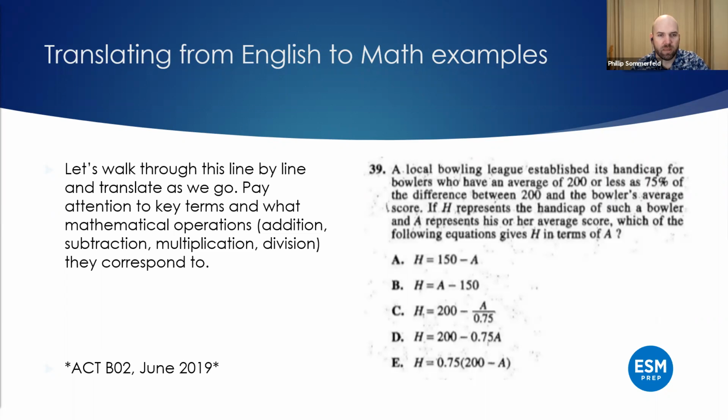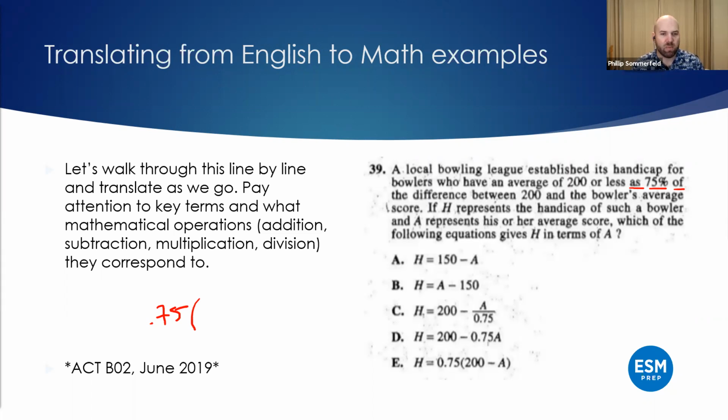So a local bowling league established its handicap for bowlers who have an average of 200 or less as 75% of. So right off the bat, that screams multiplication to me. So what I'm going to do is say 0.75, and for multiplication, I'll just write parentheses. And if I've done everything right so far, if I'm on the right track, there's really only one option that makes sense at this point in time.